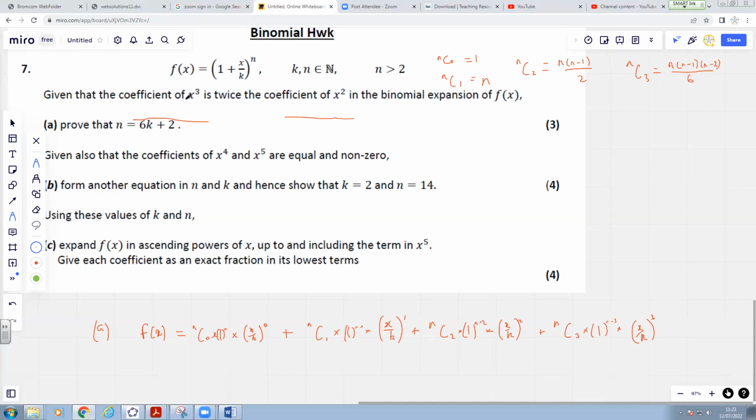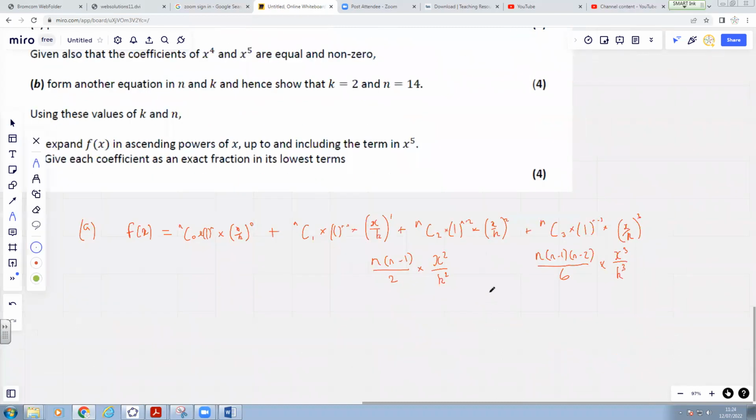Now, what do we know? The coefficient of x cubed is double the coefficient of x squared. So I'm going to look at x squared. x squared is n times n minus 1 over 2. That's the n choose 2 bit. Times 1. We can safely ignore that. Times x squared over k squared. Now I'm just going to write these down so it's nice and clear. This one's n, n minus 1, n minus 2 over 6, because that's 3 factorial, times 1, times x cubed over k cubed. Now, it's only the coefficients of x squared and x cubed that I'm interested in.